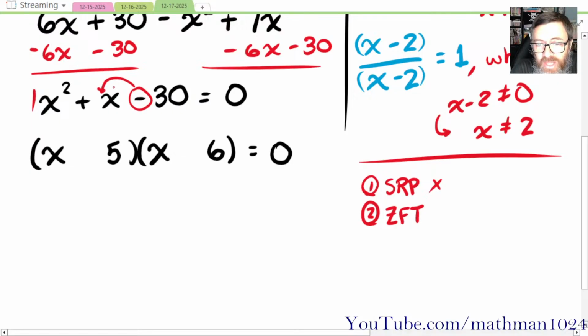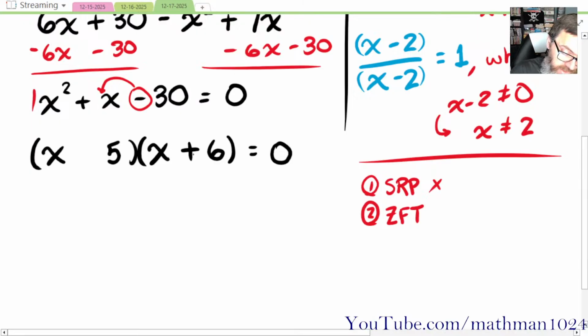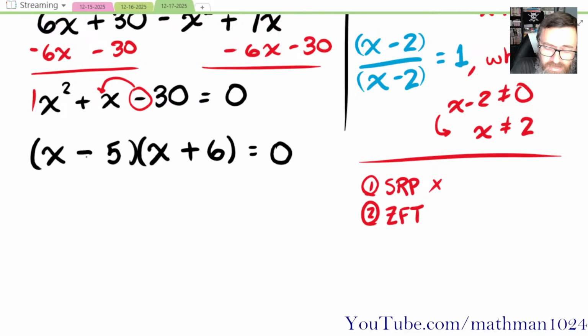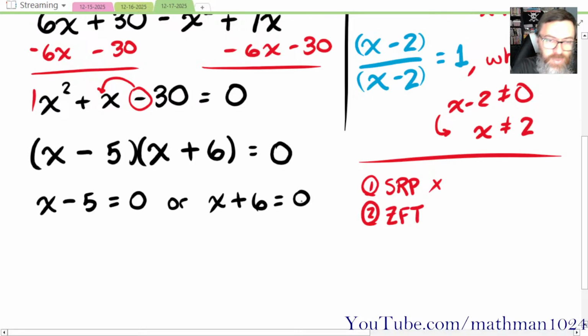Now we have to get the right signs. So to end up with a negative 30, we have to have a positive and a negative. But to have a positive middle coefficient means the larger of those two numbers is positive. So that's positive, and then we have a minus there. And now at this point, we've got the factorization. It's set equal to 0, so we apply the zero factor theorem. So if you remember from yesterday, that means x minus 5 is equal to 0, or x plus 6 equals 0.